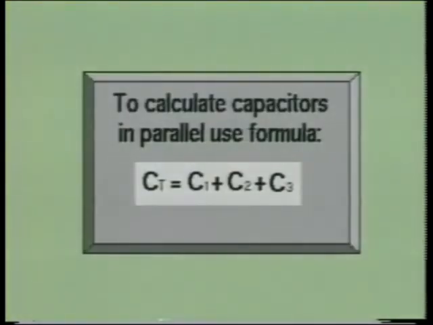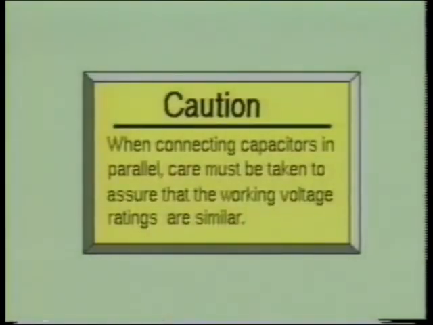The formula for computing the capacitance of two or more capacitors in parallel is simply capacitance total equals C1 plus C2 plus C3, and so on. When connecting capacitors in parallel, care must be given to assure that their working voltage ratings are similar. The reason for this is the highest voltage the parallel combination will stand will be determined by the capacitor with the lowest voltage rating.